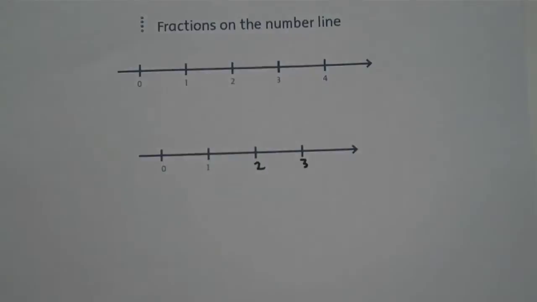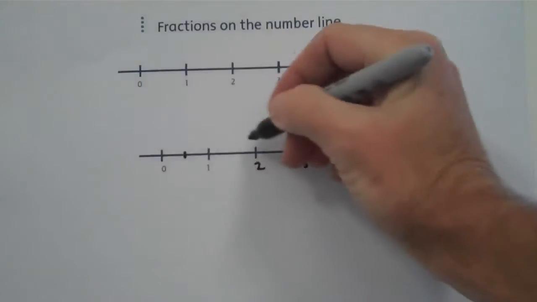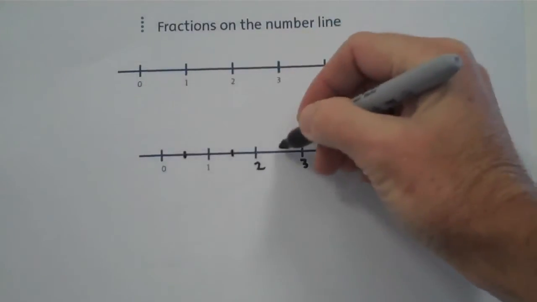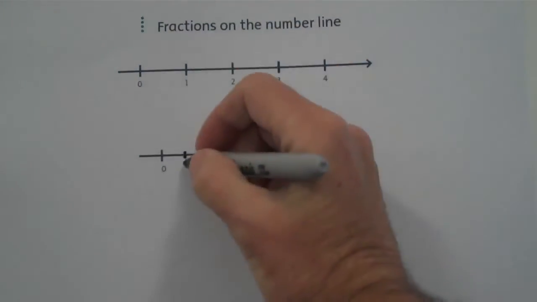and we need now to put in the half markers. They should be exactly halfway between each number. So if I had a ruler, I'd measure it and it would be exact. Okay, so there's my markers. Now I can mark in each of the fractions.